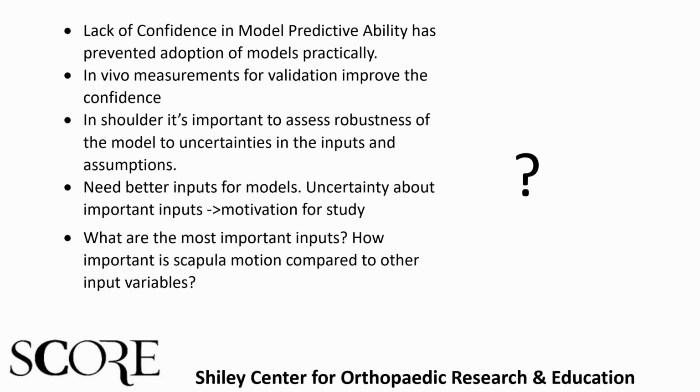It's important to also measure the robustness of a model to uncertainties in the inputs and assumptions. But the question is, what are the important inputs? And that's what we set out to find out in this project. How important is scapular motion compared to other input variables when modeling the shoulder joint?